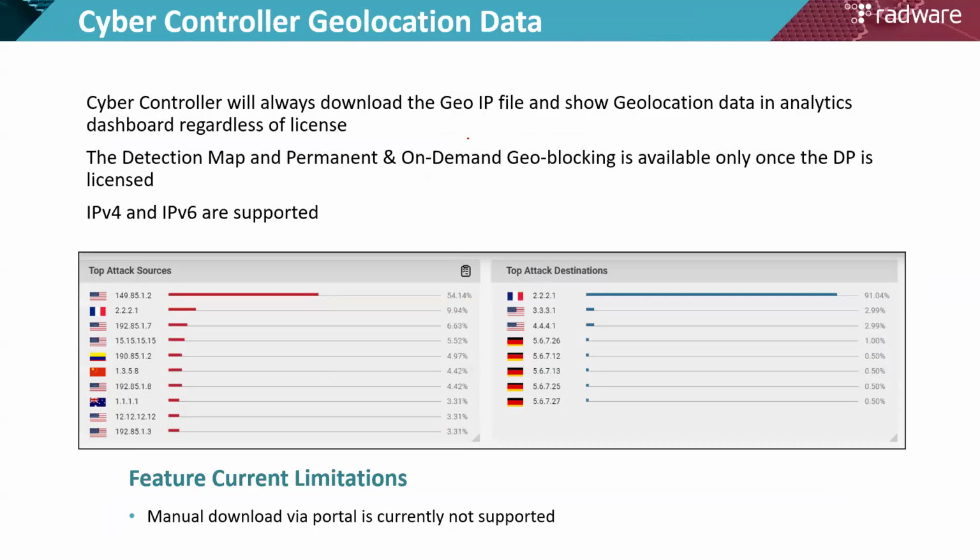Now, Cyber Controller will always download the GeoIP file and show geolocation data in the analytics dashboard, regardless of the license that you have. In order to have the geolocation service, you need at least silver protection, if I'm not wrong. So you at least need that silver protection subscription. But even if you do not have the license, Cyber Controller will always download the GeoIP file from the third-party database and show the geolocation data in the analytics dashboard. So even if you do not have the geolocation service, you still have the top attack sources based on the country and top attack destinations. We'll get these details readily available on the Cyber Controller.